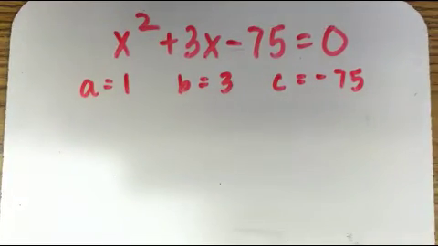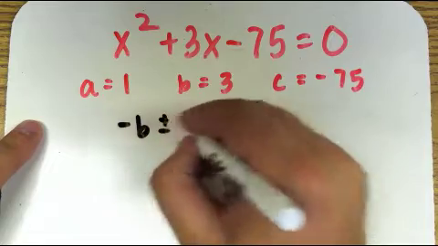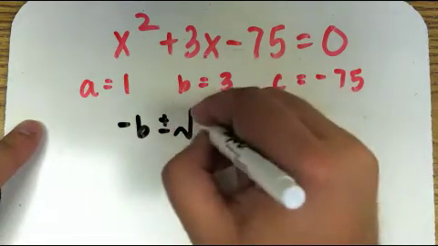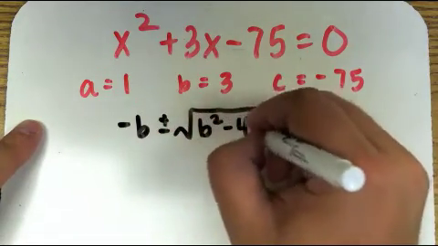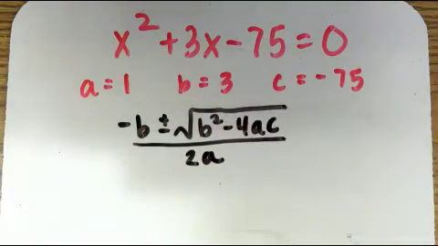Okay. Now, what is the quadratic formula again? I know you remember this now. Hopefully it's been drilled at this point, but it's negative b plus or minus the square root of b squared minus 4ac, all over 2a. Okay? And now it's just a matter of carefully plugging in your numbers.